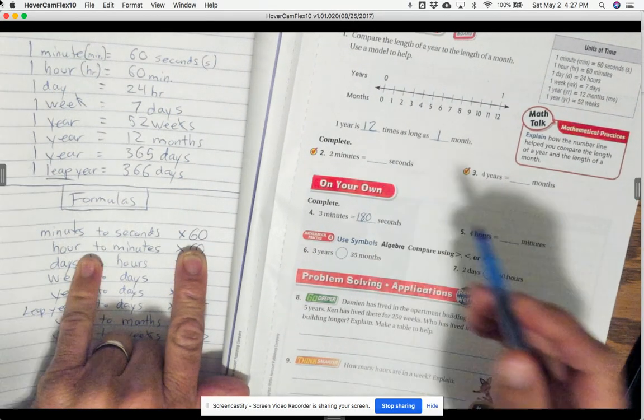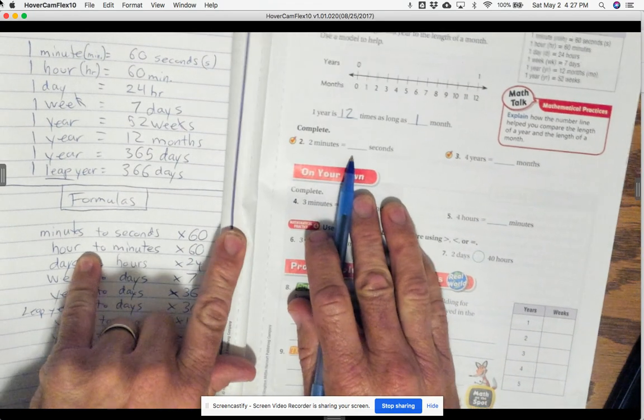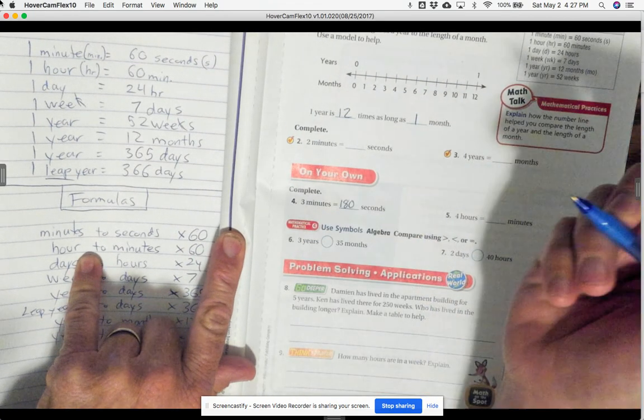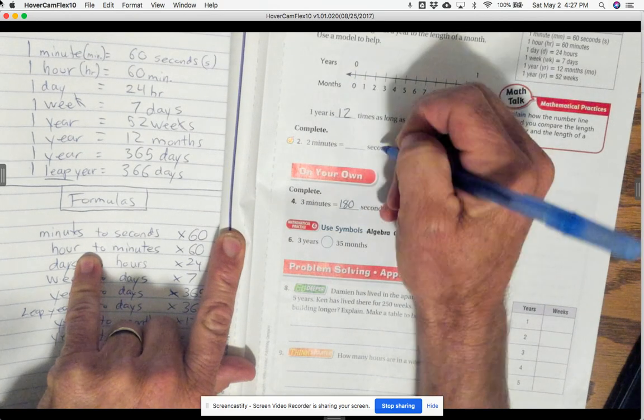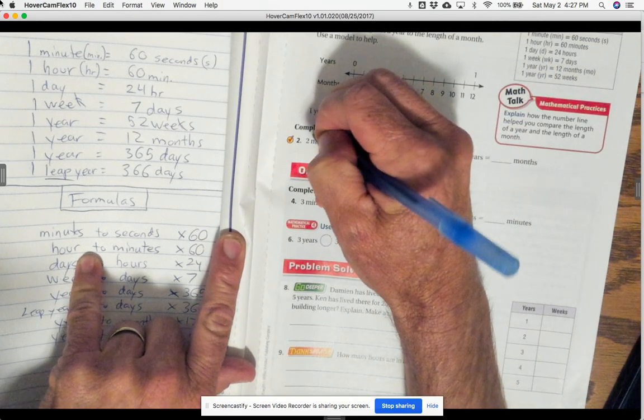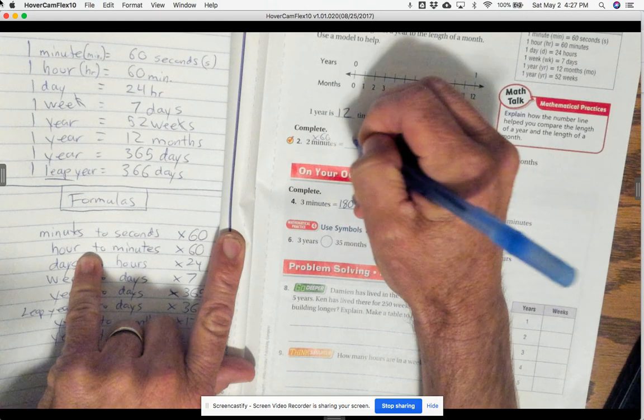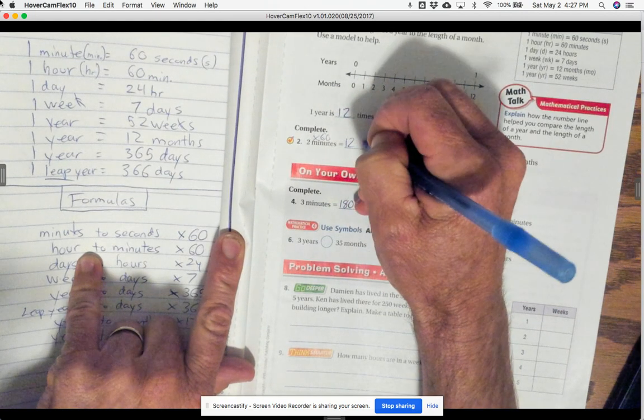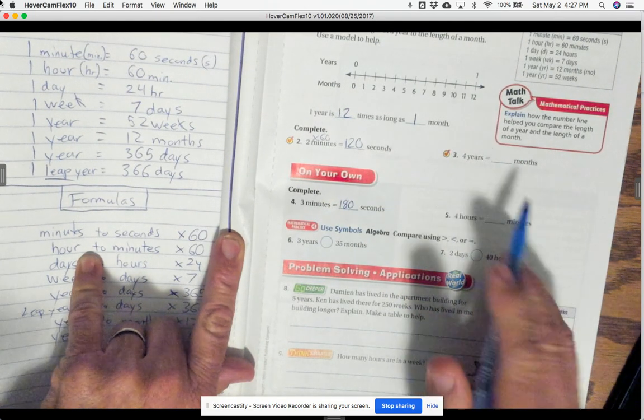Why did I skip down there? I don't know. Let's start with number 2. Same question, different number. 2 minutes, 2 seconds. Well, again, that's times 60. 2 times 6 is 12. 60, not 6, so we had to add that 0 there.